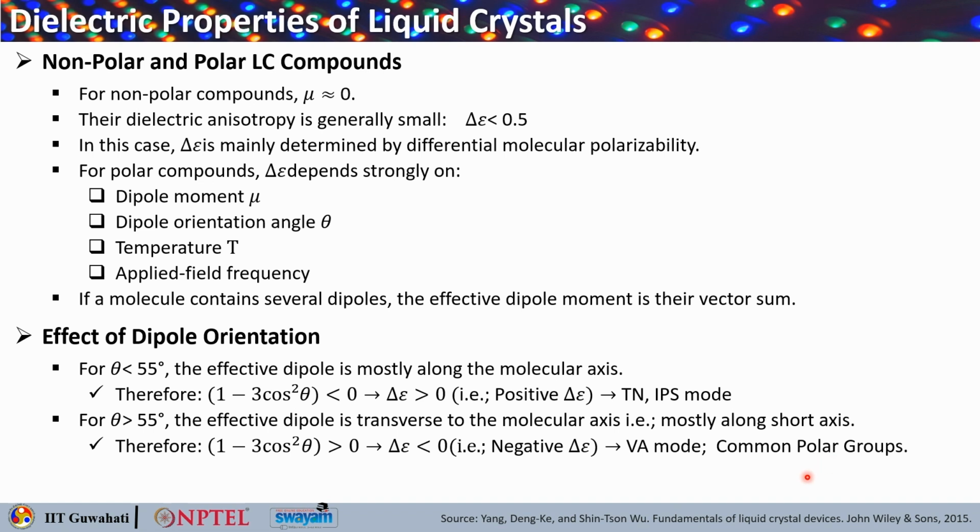So, here you see that you are getting a magic angle, which is theta equals 55 degrees, which is basically the cos inverse of 1 by root 3. So, at this particular angle your 1 minus 3 cos square theta term becomes 0. That means the dipole contributes 0 to the delta epsilon, the permittivity difference.